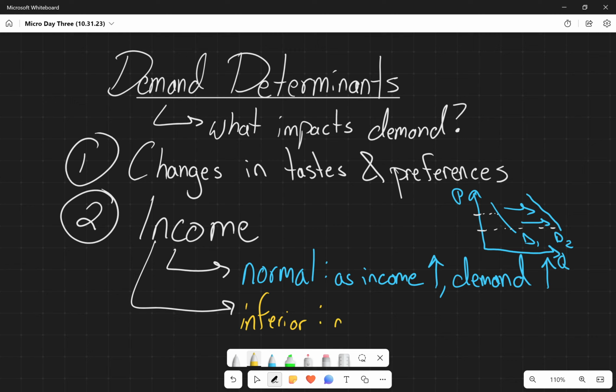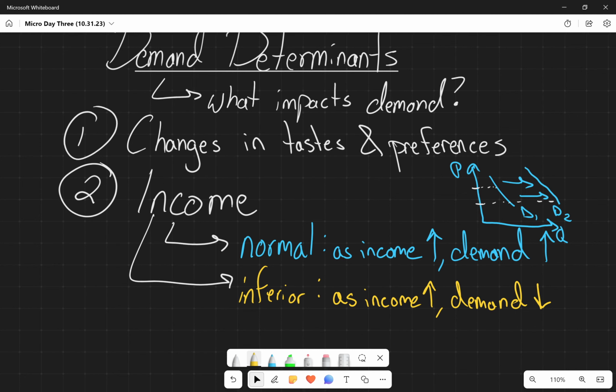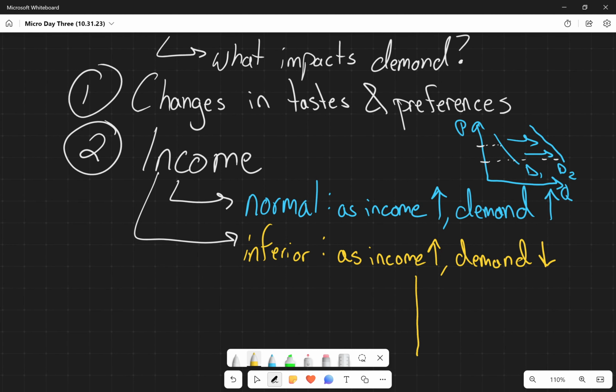An inferior good is a good where, as your income increases, your demand for that good decreases. So again, this is not just our quantity demanded, this is our full demand for that good. So we start with a D1 and we end with a D2. So inferior goods would be things like Spam, things like ramen noodles, things like store brand mac and cheese or bread, right?